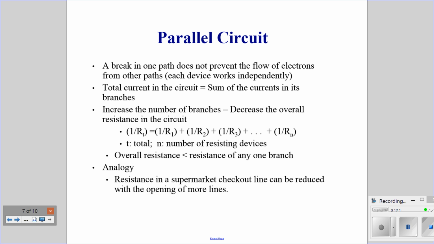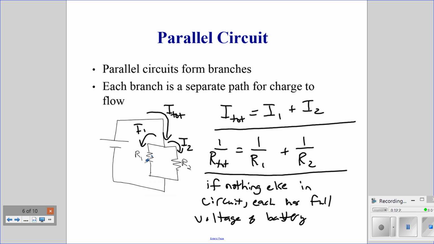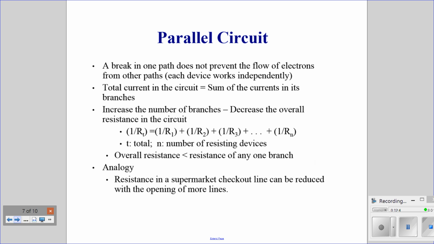For parallel circuits, a break in one path does not prevent the flow of electrons in the other paths. Let me go back and look at this. If I were to remove resistor 1, there would still be a complete path for the current to flow along. It would not be the same current that was flowing, but you would still have current flowing. There is still a complete path for the current to flow, and so the other devices are able to work independently. The total current in the circuit is the sum of the individual currents in the branches.